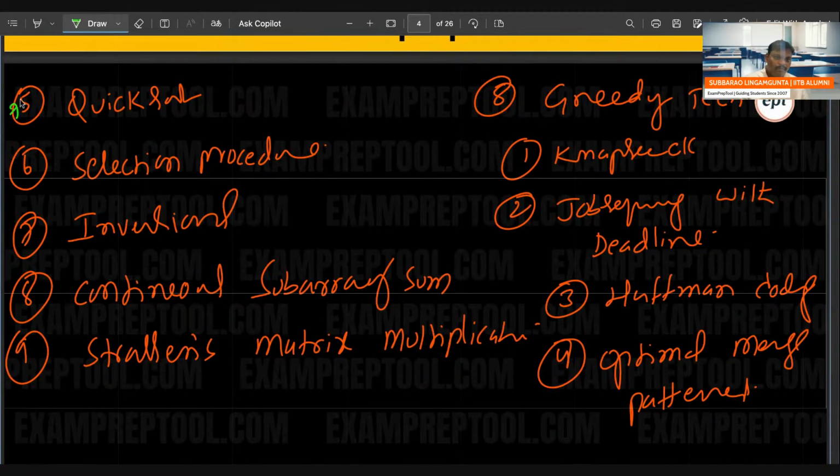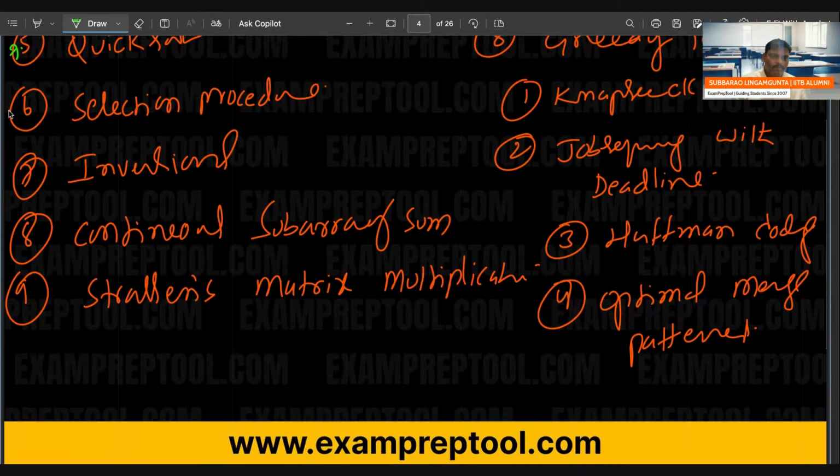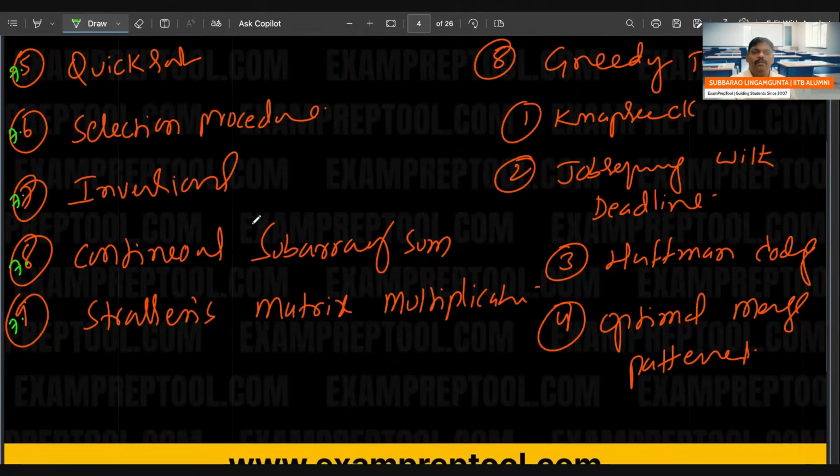7.5 quick sort. 7.6 selection procedure. 7.7 inversions. 7.8 contiguous subarray sum. 7.9 Strassen's matrix multiplication. Let's go to greedy technique. 8.1 knapsack problem. 8.2 job sequencing with deadline. 8.3 Huffman coding. 8.4 optimal merge pattern.